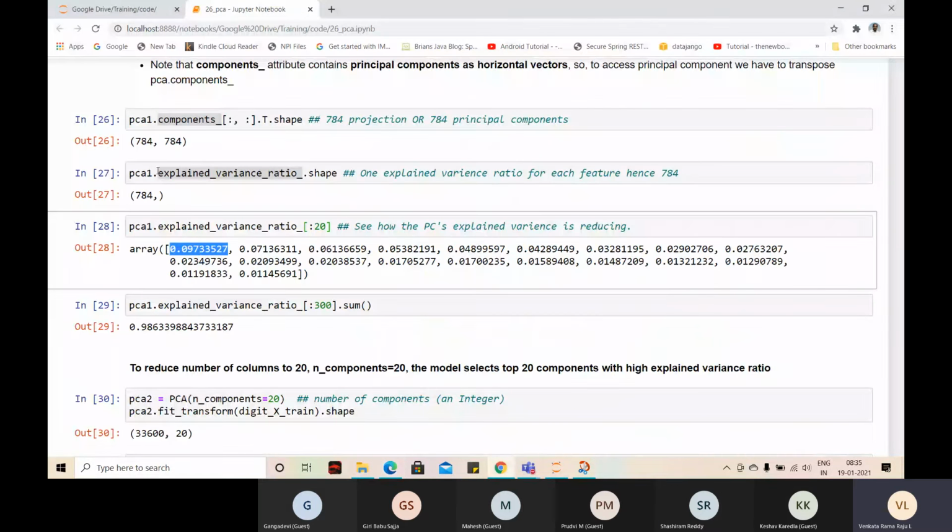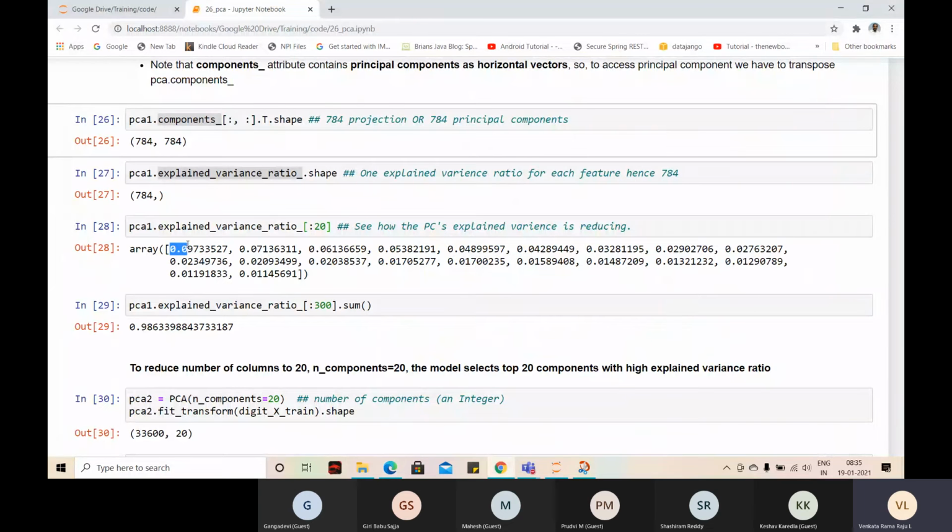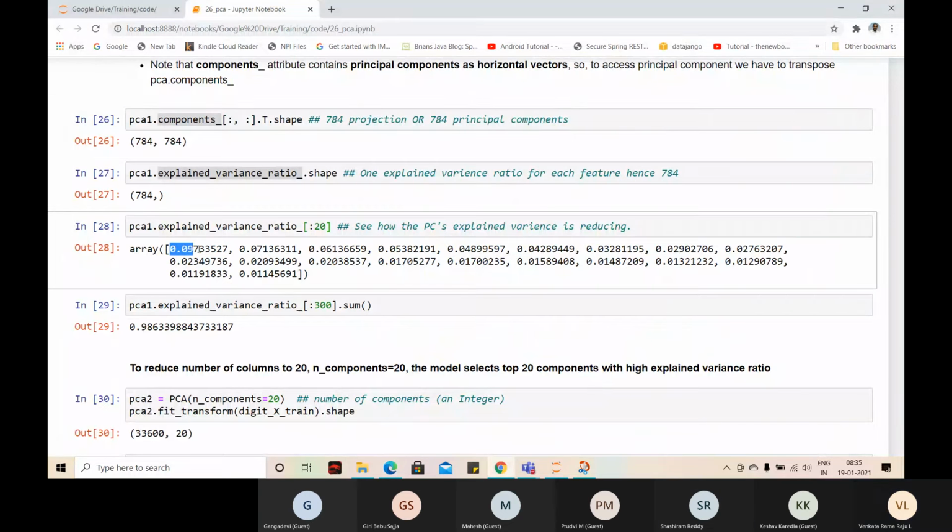So this is saying that the first principal component extracted 9.7% of the multicollinearity in the data, not covariance. From all the 784 columns in the data, there will be some correlation. When you take any data set, there will be some multicollinearity. You cannot take a data set with all independent columns. There may be some columns which are completely independent, but there will be columns which are completely dependent.